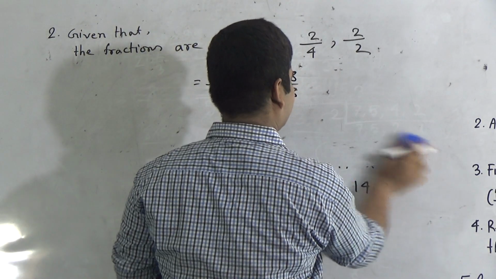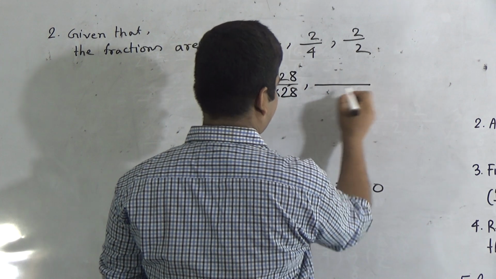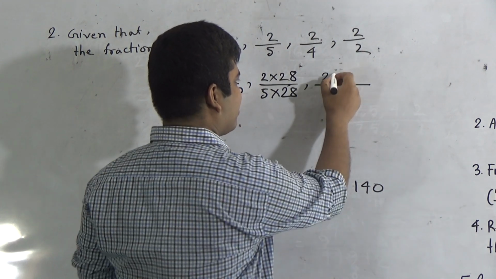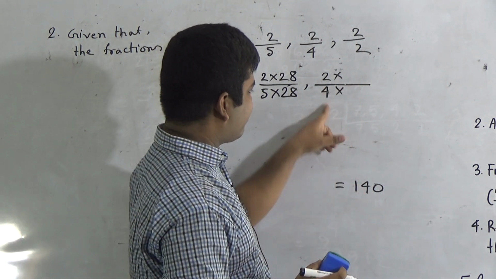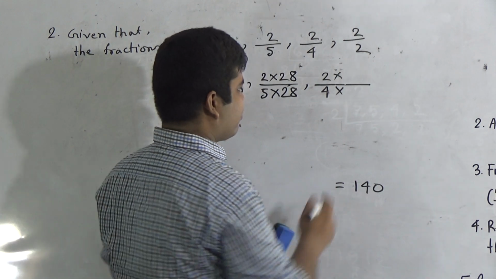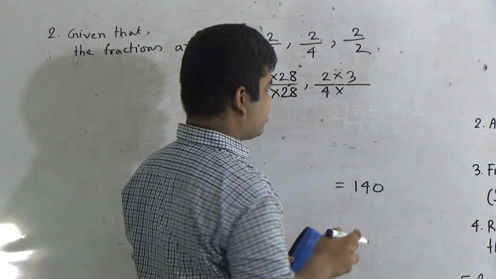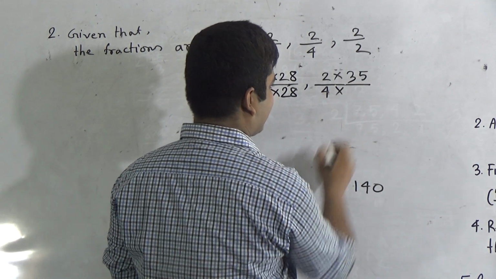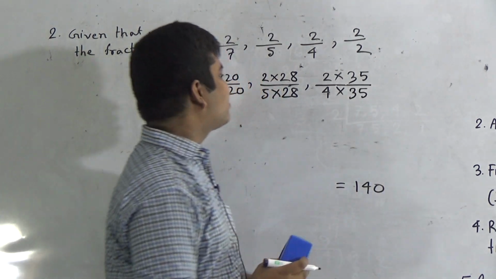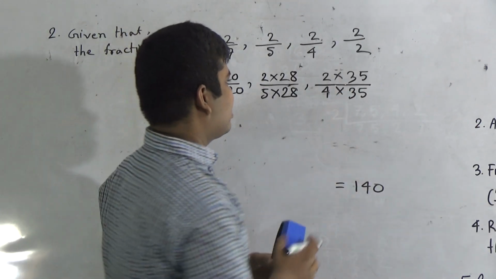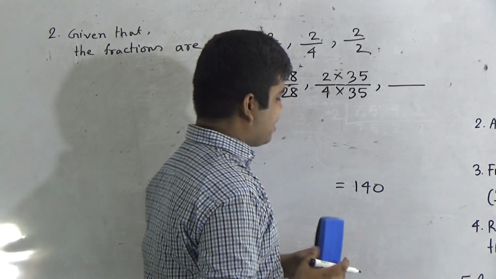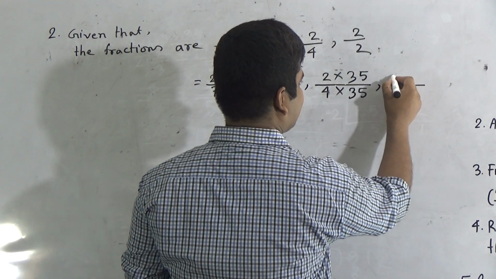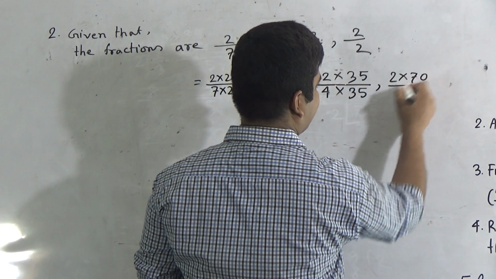Next we divide this 140 by this 4. So if we divide 140 by 4, then in 14, 4 goes 3 times. 3 4s are 12, then 20, in 20, 4 goes 5 times. So we get 35. This 35 is multiplied with both numerator and denominator. Again we divide this 140 by 2 and we get 70. That 70 is multiplied with both numerator and denominator.